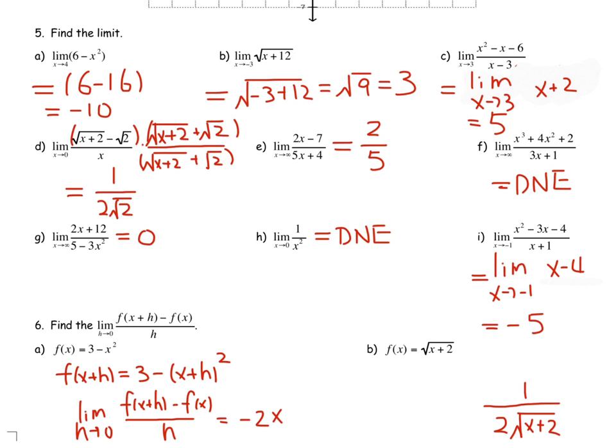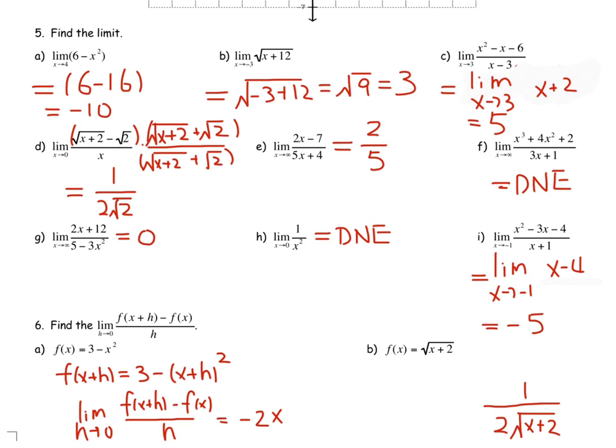Number 6. Find the limit as h approaches 0, f of x plus h minus f of x over h. So this is the same concept as the derivative. Basically, the derivative derives from this basic concept. So this is the part that you can always go back to. The definition of the derivative is basically finding the limit.